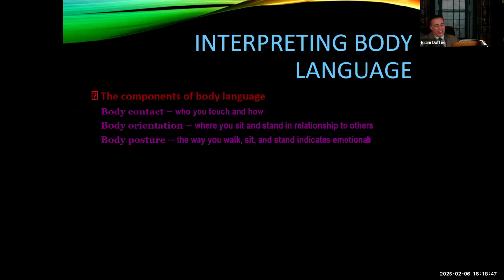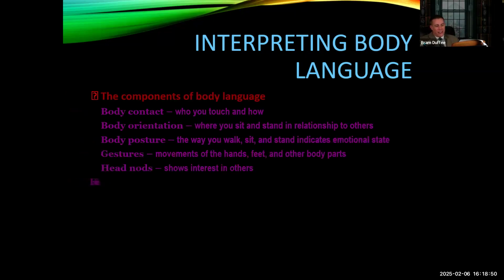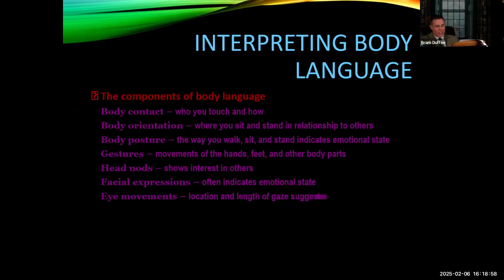Interpreting body language is like learning a secret language that can tell you how someone really feels, even if they're not saying it out loud. And people often express more through their gestures and their postures and their expressions than they might with words. So learning to interpret these signals isn't just useful, it can help make or break your ability to connect with someone.